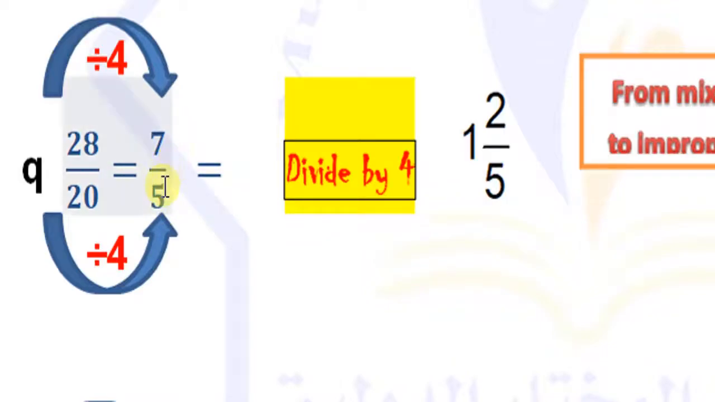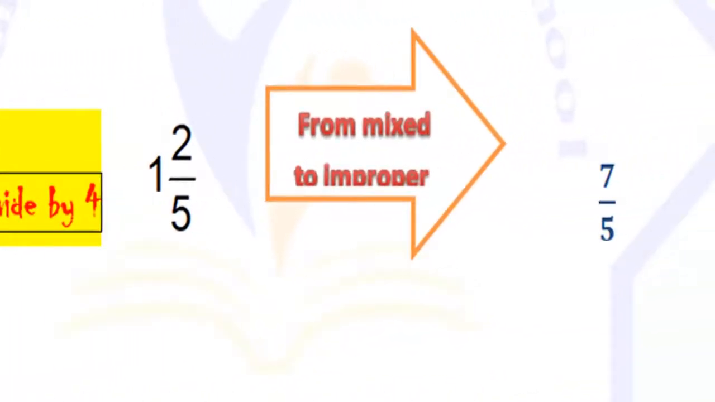It's the most simplified fraction, and then you can change it into a mixed number by doing the method I showed earlier. If you want to make sure that your answer is correct, just change from your mixed number again to improper and you get the same number, which is 7 over 5.